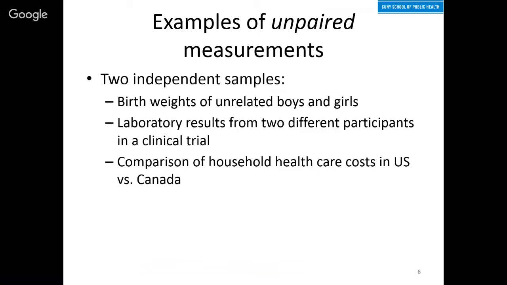Just a few examples of unpaired measurements. We're talking about the birth weight of unrelated boys and girls. Here the populations would be boys, one of the populations, and girls, the other population. Laboratory results from 2 different participants in a clinical trial. Those are unpaired, just two different people. Or say comparison of healthcare costs in the US versus Canada. These are all 2 independent samples coming from 2 hypothesized, potentially different populations.